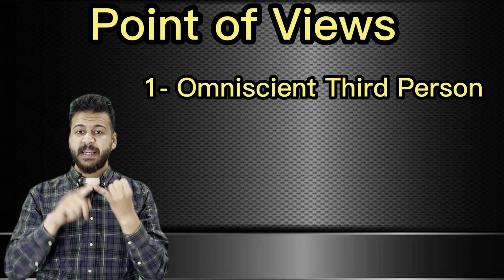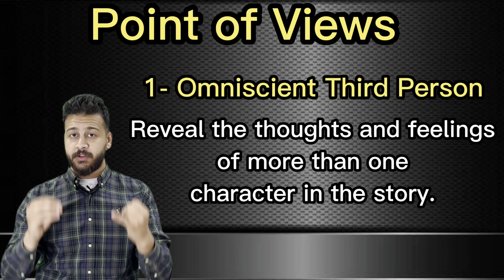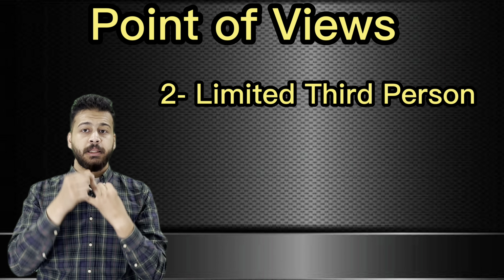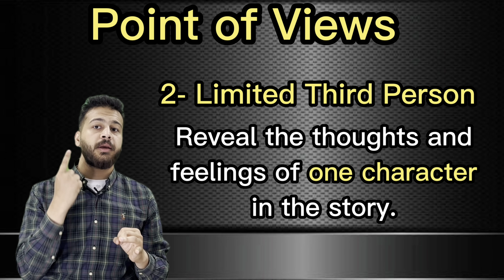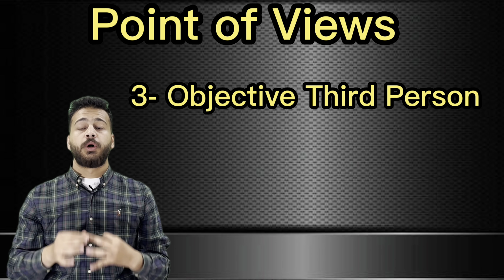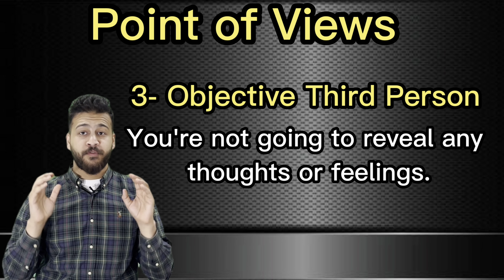So again, omniscient, you will reveal the thoughts and feelings of more than one character in the story. The second one is the limited point of view. You will reveal the thoughts and feelings of only one character in the story. And the last one is the objective point of view. You're not going to reveal any thoughts or feelings.